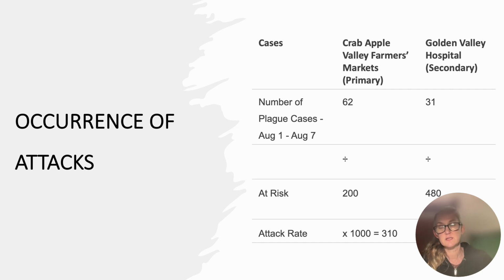The secondary attack occurred after August 1st as infected individuals pursued care at Golden Valley Hospital, further exposing an additional 480 healthcare workers and staff through person-to-person droplet transmission. Of these individuals, 31 people contracted the disease.